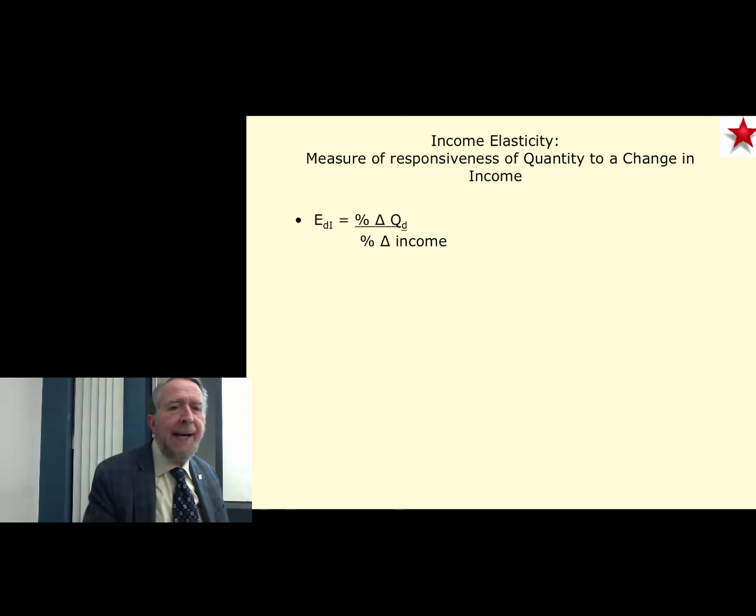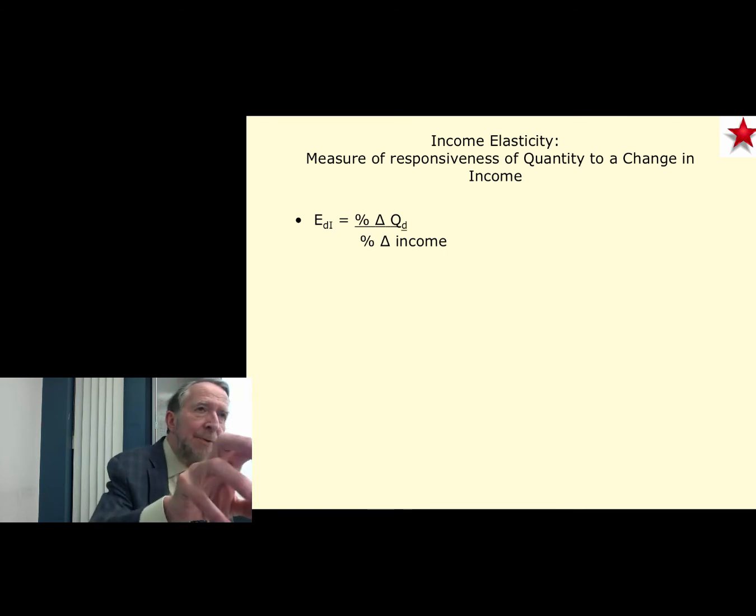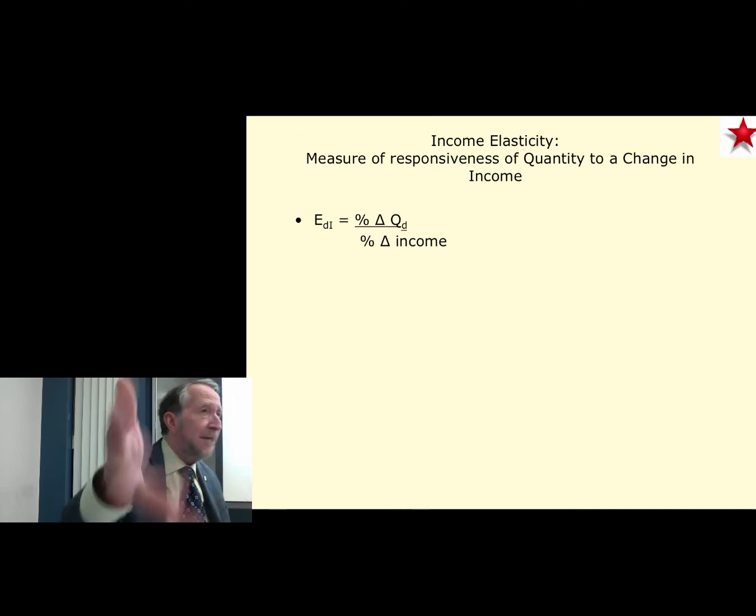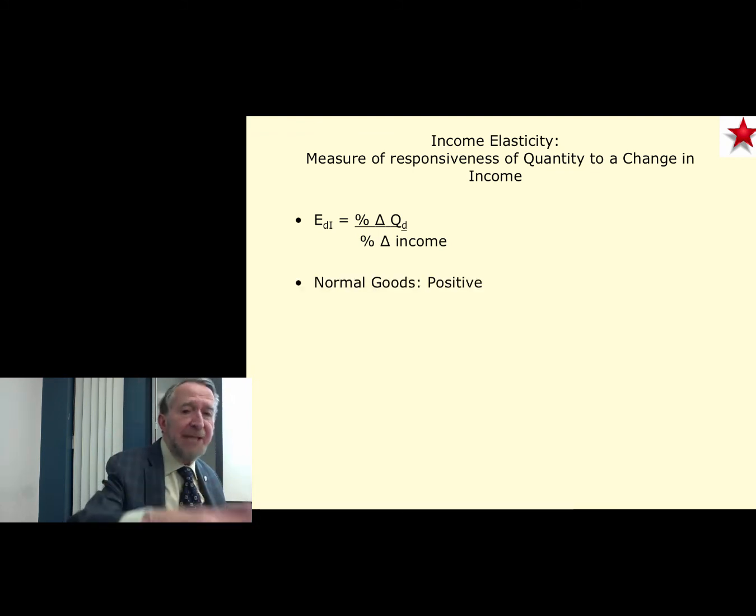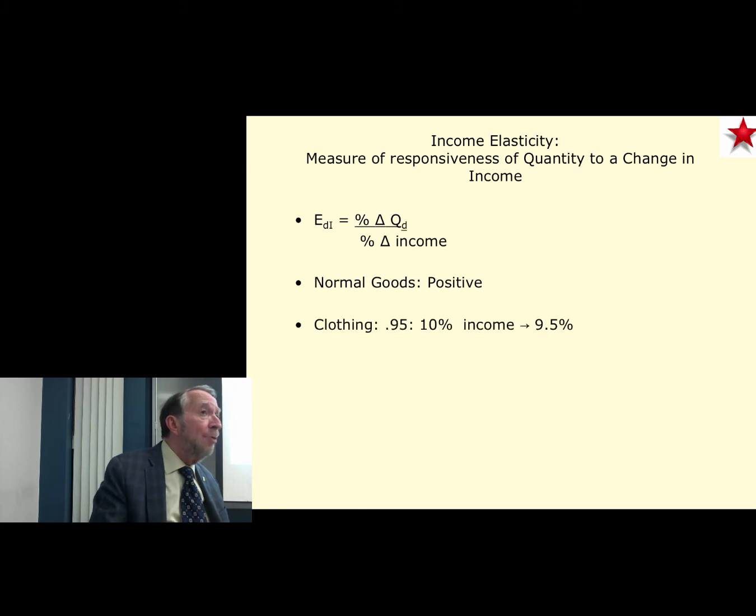Normal good. So the change in quantity is always in the numerator, and the change in the independent variable is in the denominator. If I'm looking at how income affects what you buy, it would be the percentage change in quantity sold in response to the percentage change in income or wealth. For most goods, which we said are normal goods, that would be a positive relationship.